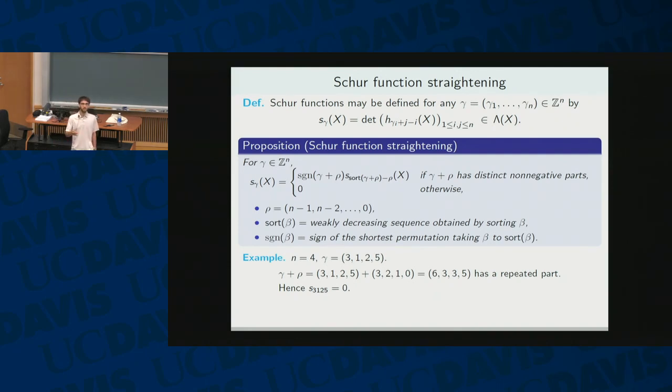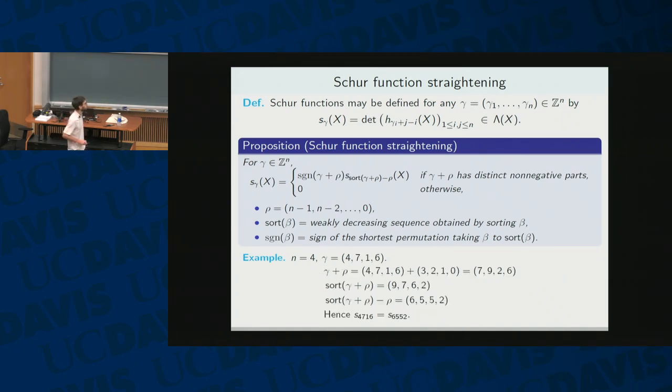If you have a repeated part or a negative part, then the resulting Schur function is 0, as in this example. On the other hand, if you take gamma equal to 4716, we add rho, we get 7926. We have distinct non-negative parts. Then you sort this and subtract rho, and 6552 is the resulting straightened Schur function. It comes with a sign depending on the number of transpositions we needed to do this sorting.